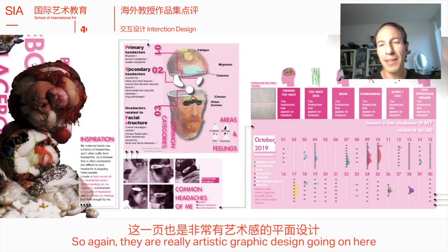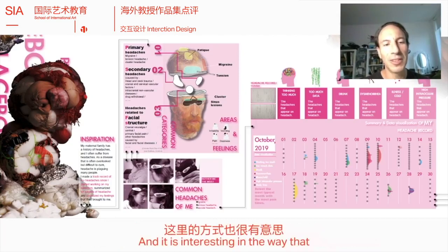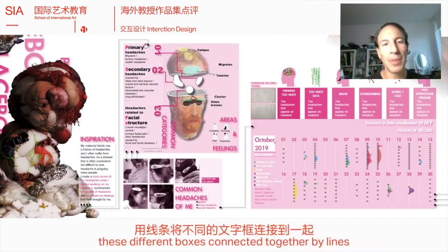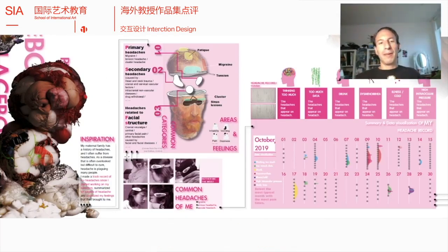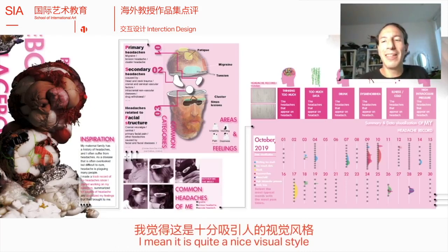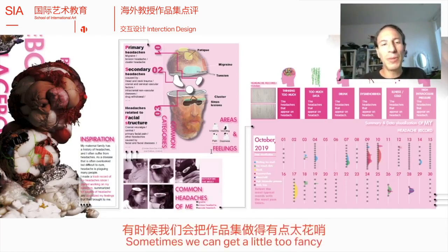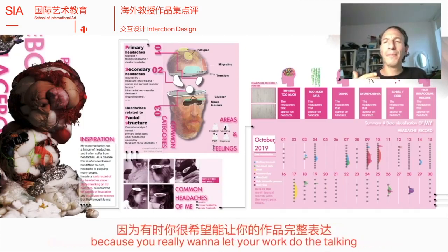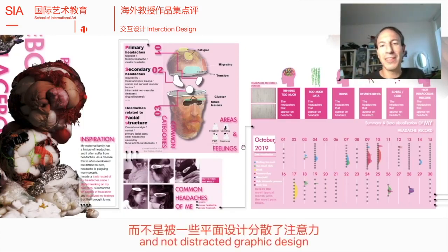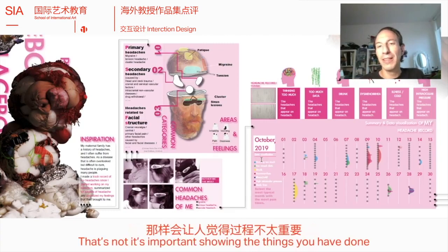So again, there's some really artistic graphic design going on here, and it's interesting in the way that these different boxes connect together by lines. It really reminds me of programming in a way. And that's quite a nice visual style. Sometimes, though, we can get a little too fancy, and I'm not always sure that's helpful on these layouts, because you really want to let your work do the talking and not this extra graphic design. That's not as important to showing the things that you've done.